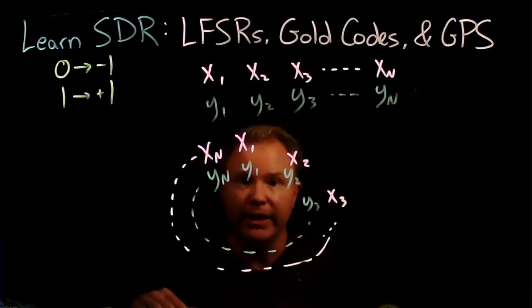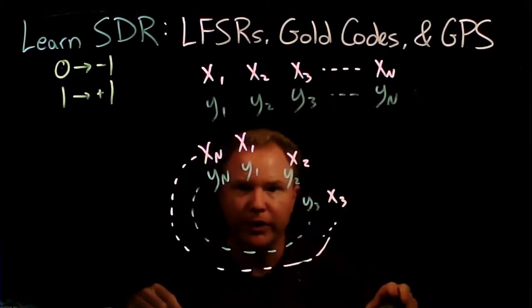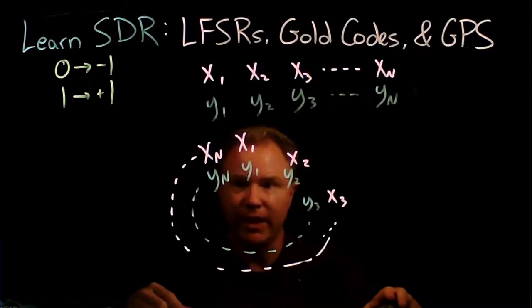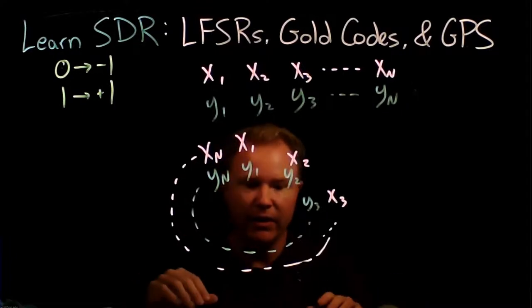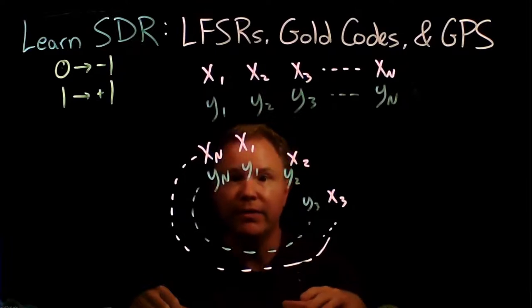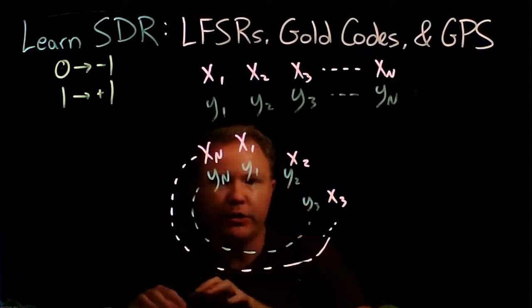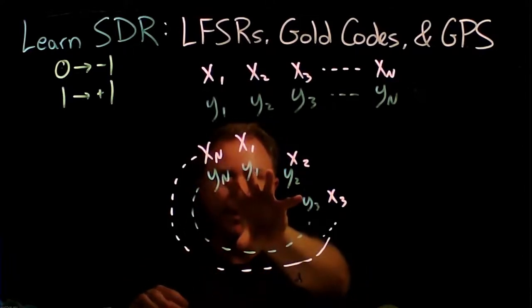And the number I'm going to get is just the number of entries in this. So for the example I did on the board, it'll be 7. 8 minus 1 is 7. For the GPS example that I'm going to do next, it'll be 2 to the 10 minus 1, or 1,023. Now, this is just the correlation at a particular shift. To get the full correlation, I want to do all possible shifts.